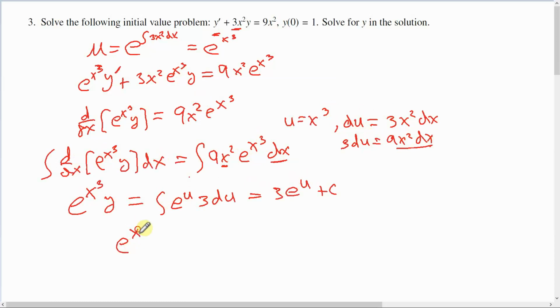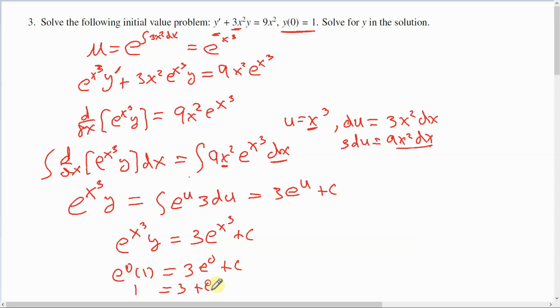That is, I have e to the x cubed y equals 3, putting my x cubed back in, 3e to the x cubed plus constant. And I'll go ahead and use my initial condition right now to figure out my constant. I'll plug in 0 for x and 1 for y. So this is going to be e to the 0 times 1 equals 3e to the 0 plus c. Well, that's going to give me 1, and this is going to give me 3. So my constant is -2.